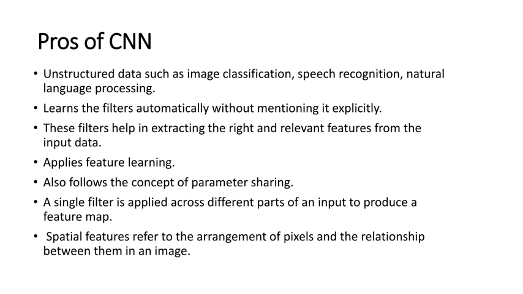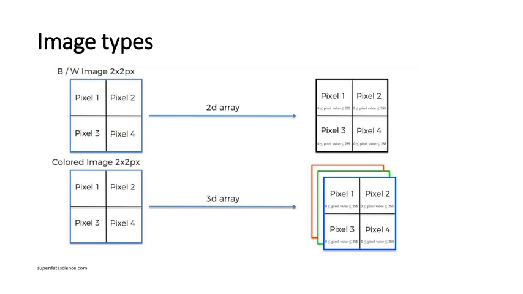You can apply it within feature learning here, and the spatial features refer to the arrangement of pixels and the relationship between them in an image to just take the features itself. If you imagine it here, you have on the left side two examples, two image types. We'll start with the 2D area here, where we have a picture of black and white, for example, an animal or something like this. And you can also have here the 3D area, where you have also the three color channels like red, green, and blue.